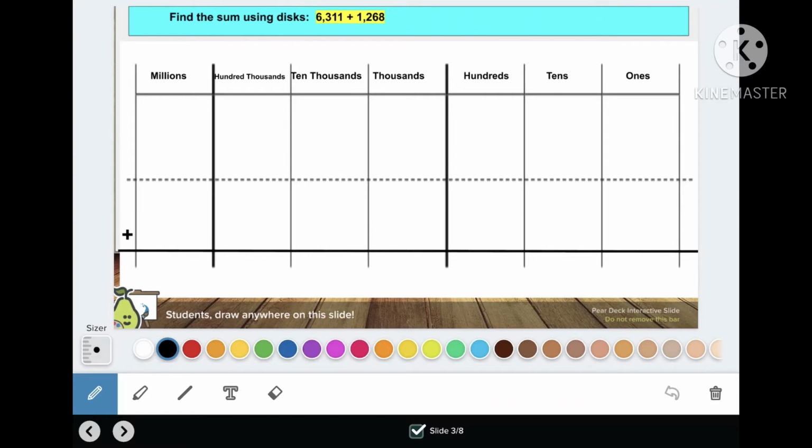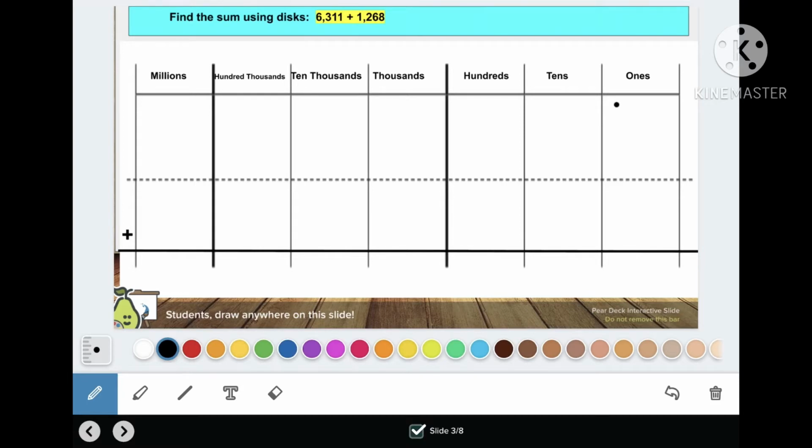That's right, I'm going to start in my ones. So I'm looking at my first number. What number is in the ones place in my first number? That's right, the number all the way to the right is 1. So I'm going to draw one disc in the ones place to represent my first number. Now let's continue filling in the rest of my number.